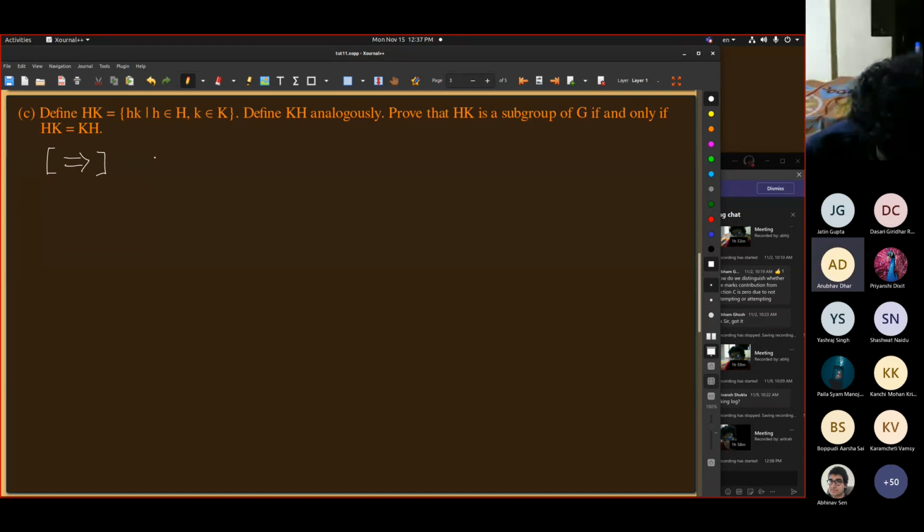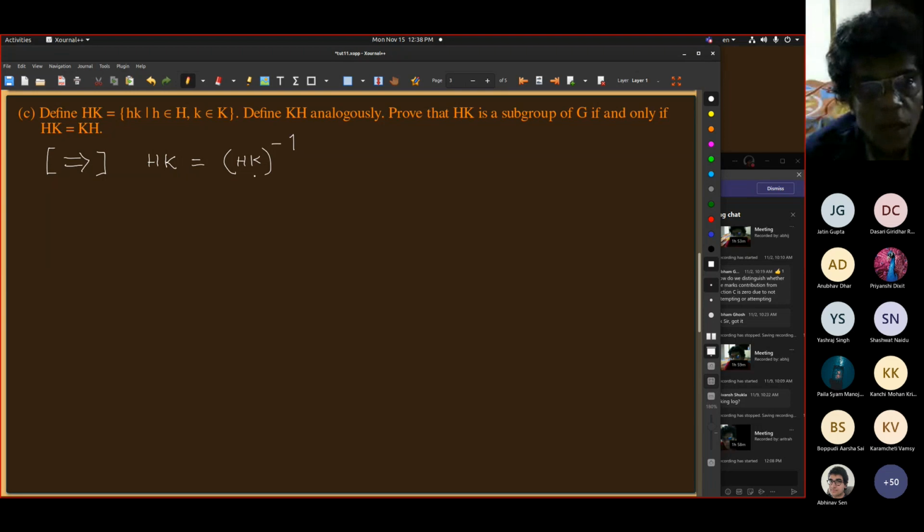Sir, can we do something like HK whole inverse exists? So K inverse H inverse exists. Yes, that's a more stylistic proof. First of all, we start with this assertion. Because HK is a subgroup, it is closed under inverse. If I take the element-wise inverse, I will find it in HK, and conversely. So these two things are equal.